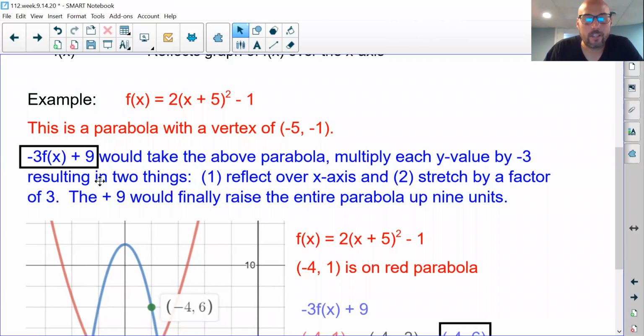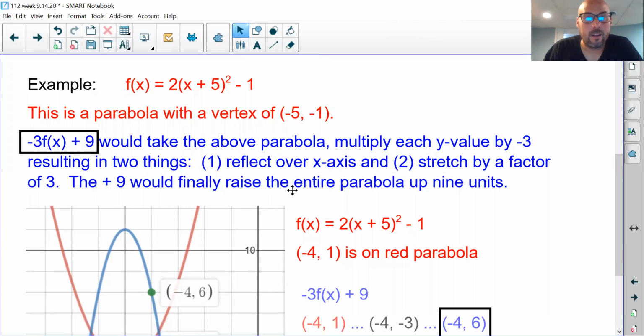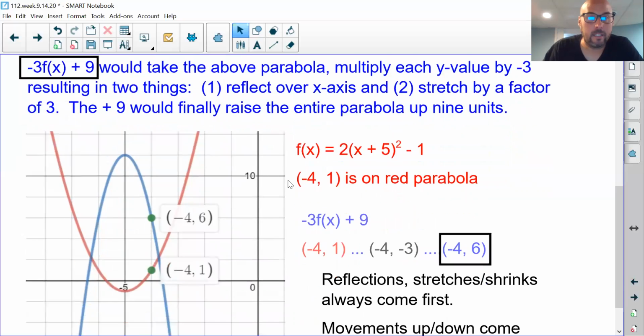First, the reflections and the stretching come first. That's important to note. The reflection and the stretches come first. And so the f of x, y, is getting multiplied by -3. So all the y values are not only getting flipped, becoming their opposites, but they're also getting tripled. And then after that, all the y values go up 9 units.